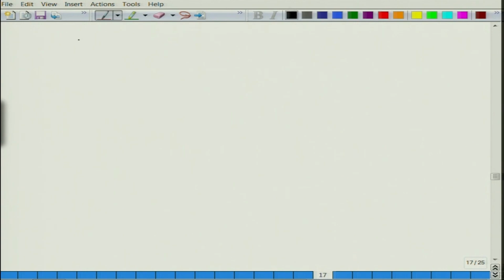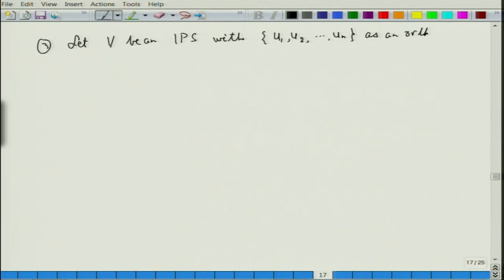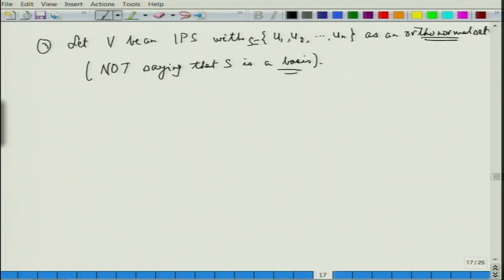So let V be an inner product space with u1, u2, ..., un as an orthonormal set. We are not saying that S is a basis. We are just saying it is an orthonormal set, we are not saying it is a basis.